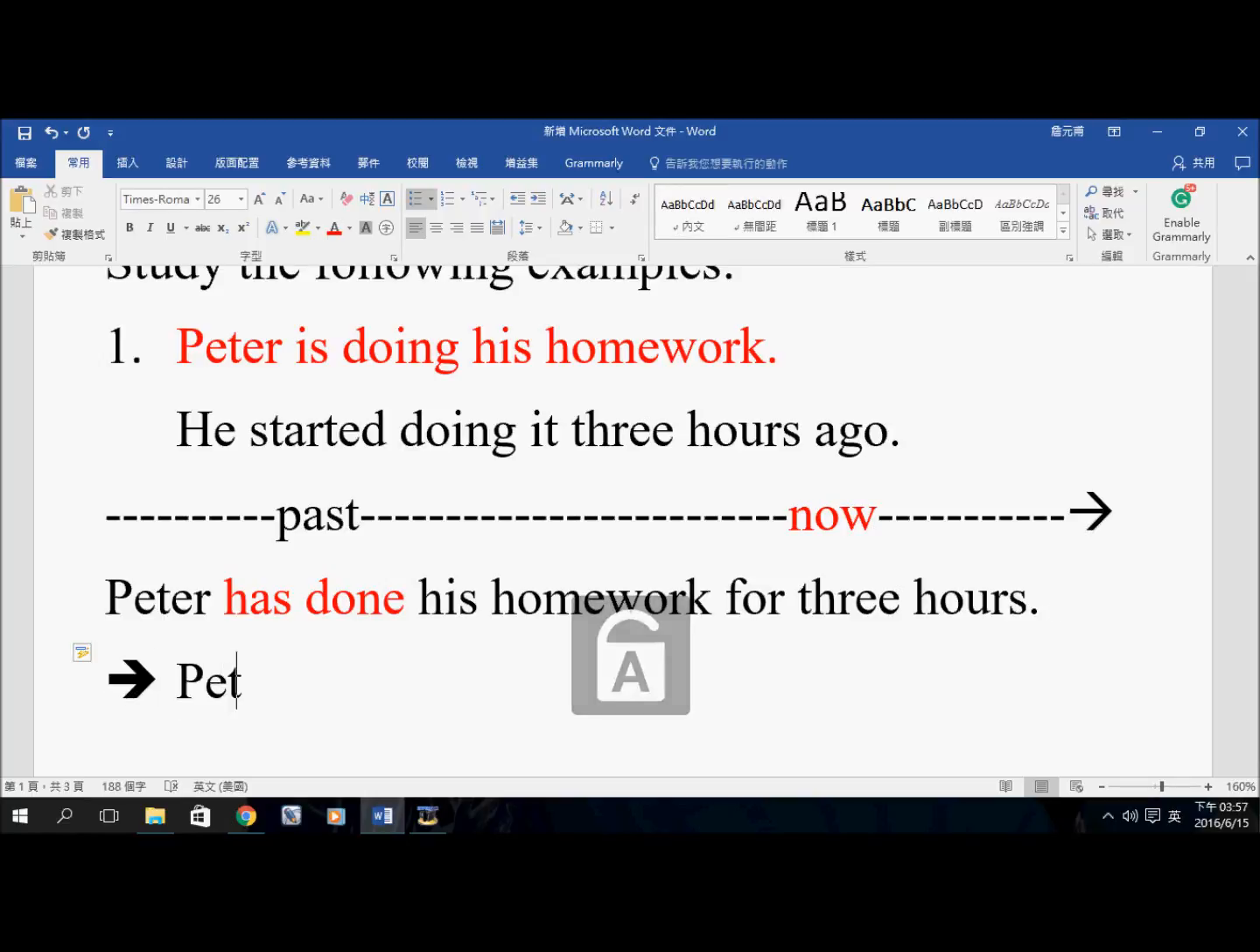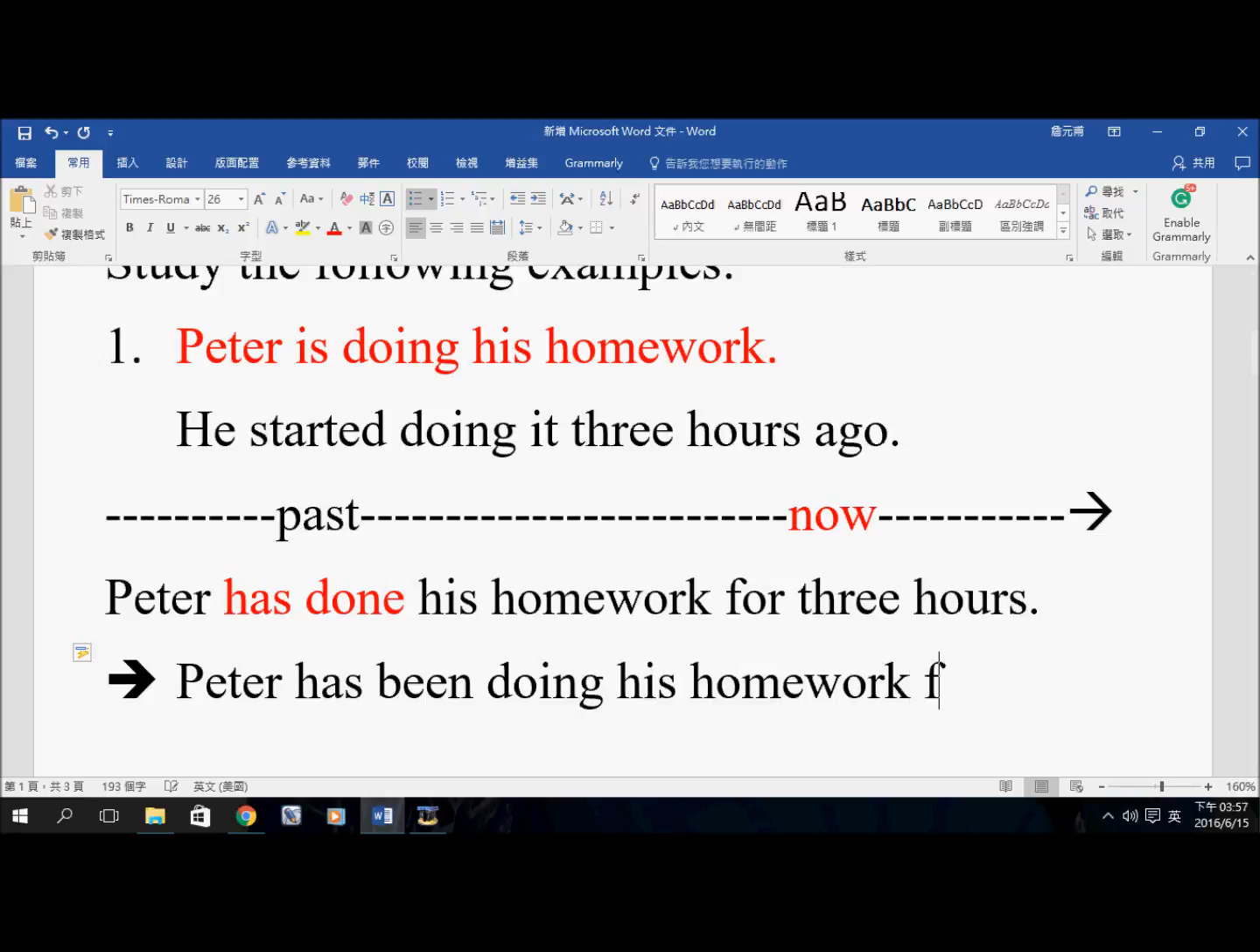So we can say Peter, remember the format, has now been, we need a be verb, -ing for do is doing. You can see that. So, has been doing his homework for 3 hours. So this is the form for the present perfect continuous. You can see that this part is the present perfect part, has with verb past participle. This part is the present continuous part, be verb with verb -ing. So it's like the combination of both tenses.